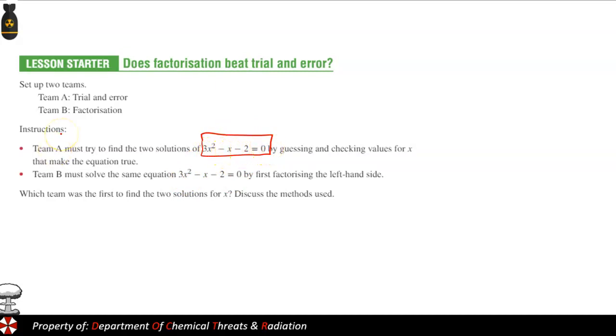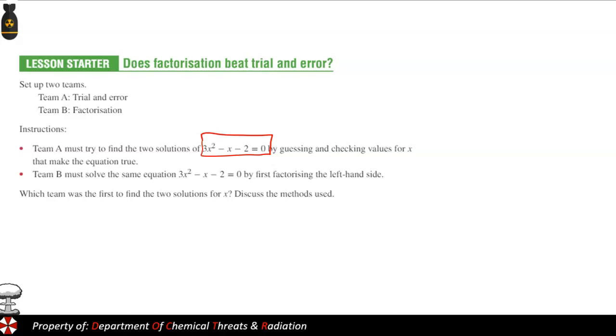And team A has to just guess. So you're just guessing values, checking the answer. I don't want you to use any factorization. Be really conscious about if you already know ways to solve this, I want you to guess. It has to be guess-based, which is this trial and error.